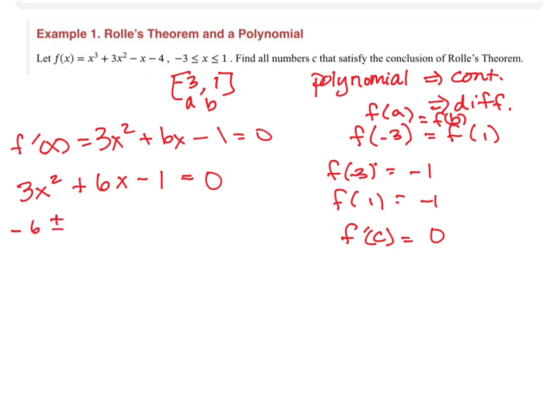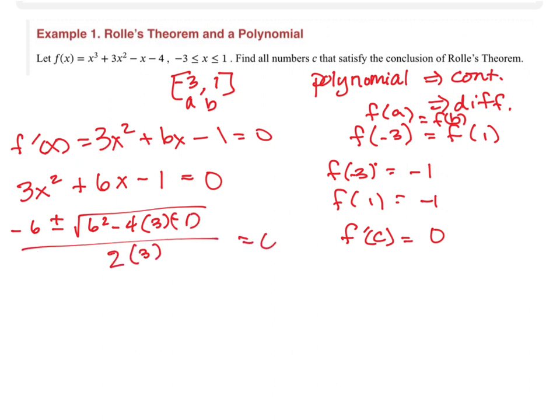-6 plus or minus a square root of b squared minus 4ac, all over 2a. That's the most helpful thing I've ever learned in math class. You're welcome. Plus 12.